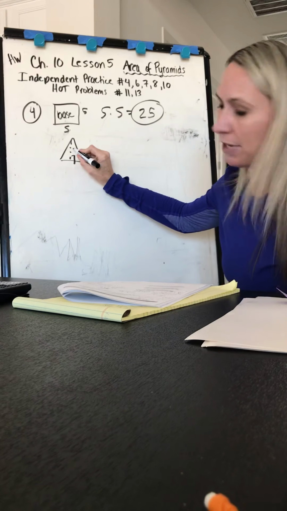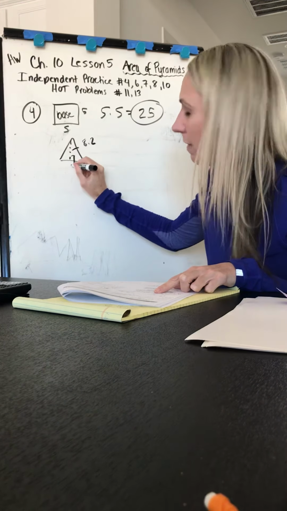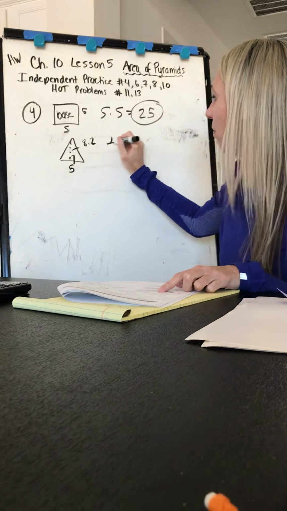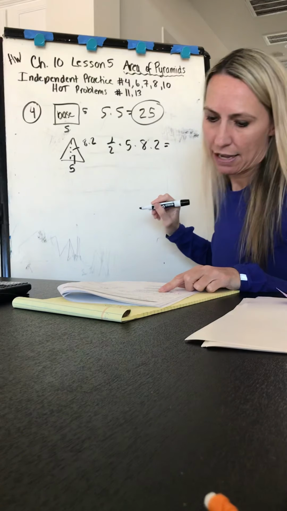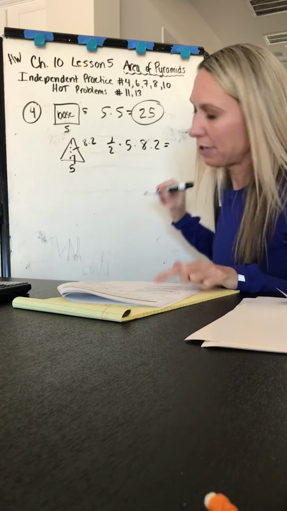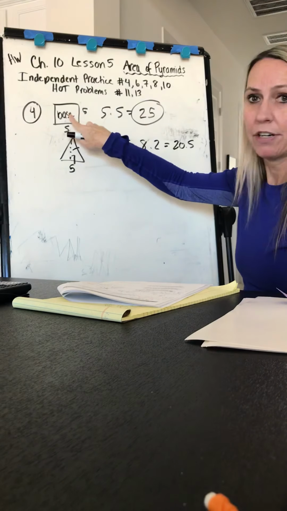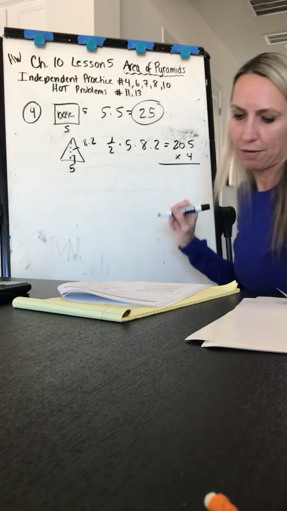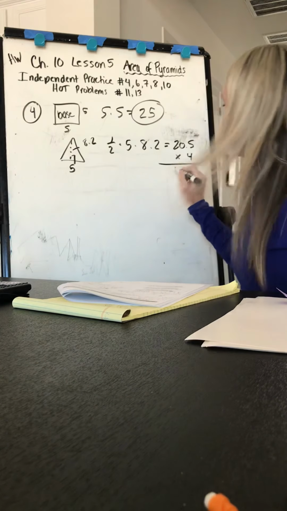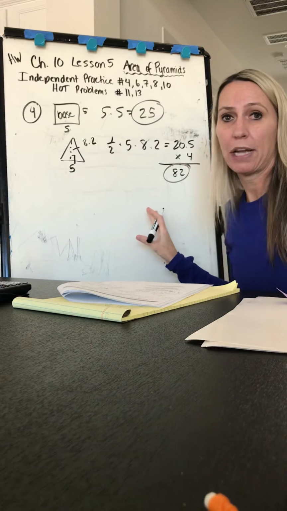So you take the slant height here, it looks like it's 8.2, and then this is 5. So you do 1/2 base times height, and you get 20.5. And then how many of these are off here? There's 4 sides. So we're going to take 20.5 and multiply it by 4. And we get 82.